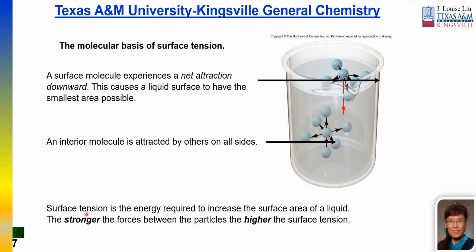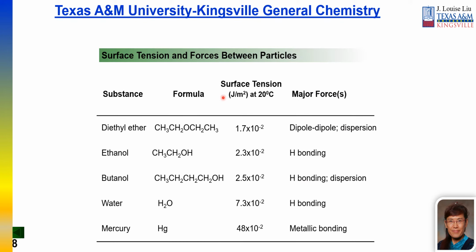The surface tension is defined as the energy required to increase the surface area of a liquid. The stronger this surface tension is, the stronger the attraction is. So stronger attraction results in higher surface tension. Water is one of them. The second important property we are going to discuss is called capillary action.